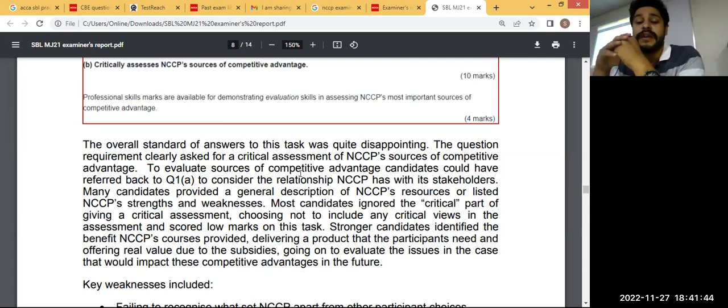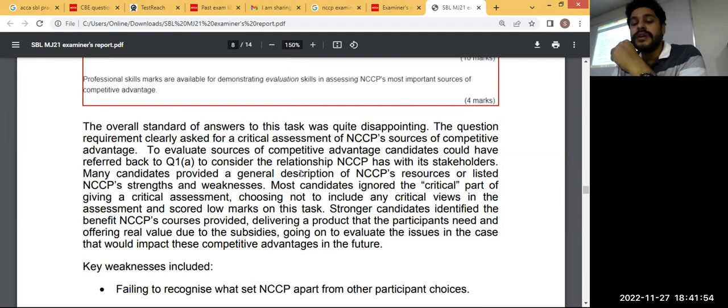This was also required. Stronger candidates identified the benefit of NCCP courses provided, delivering a product that the participant needed and offering real value due to subsidies. Going on to evaluate the issue in the case that would impact these competitive advantages. Going on with the evaluation of the case, how these competitive advantages will impact the company, and up to what extent we can increase these competitive advantages.